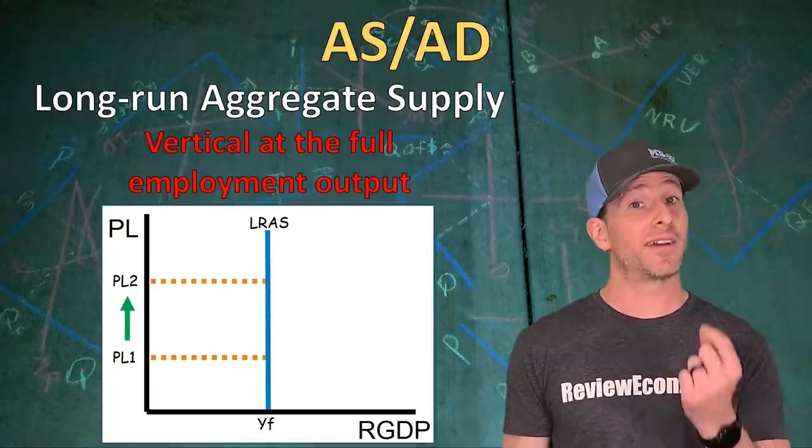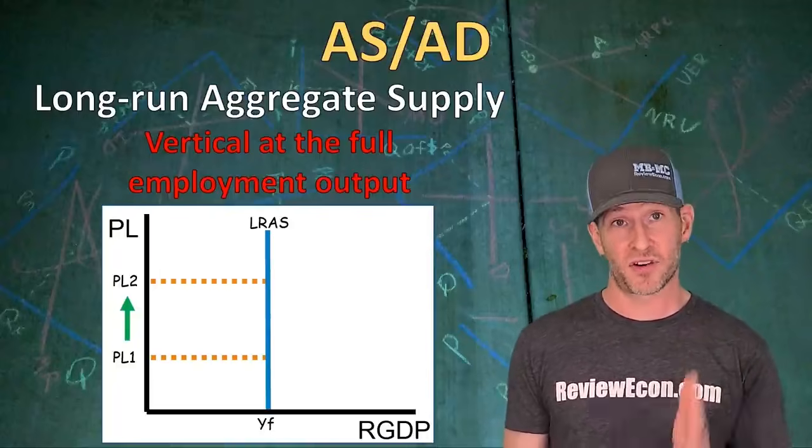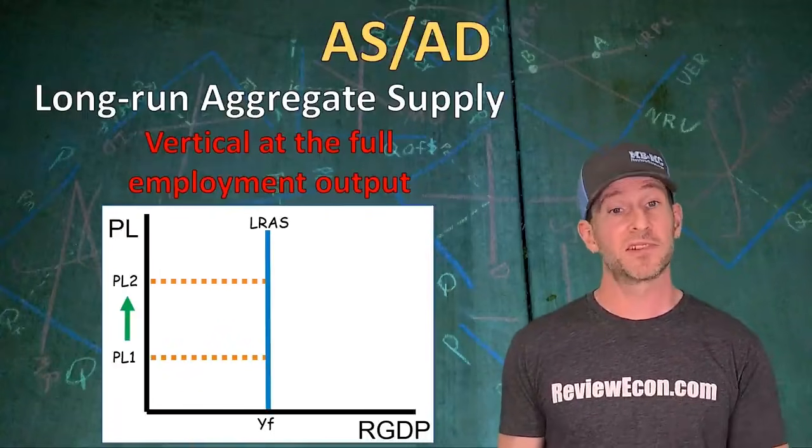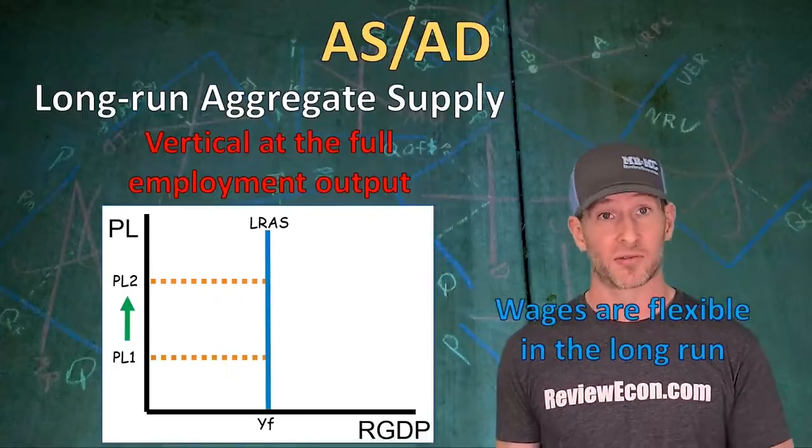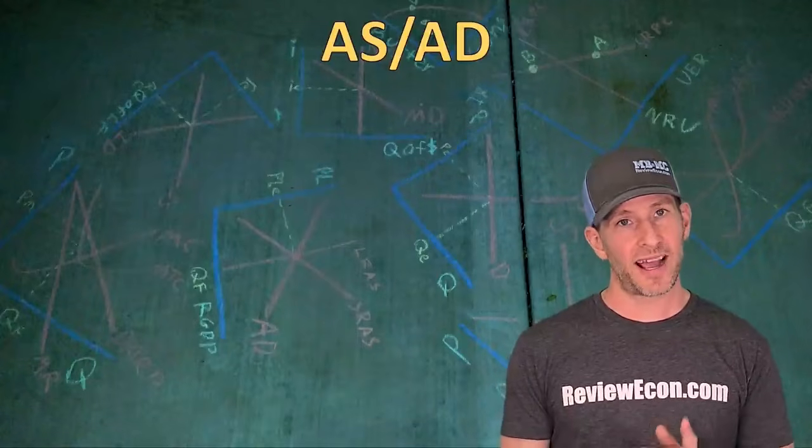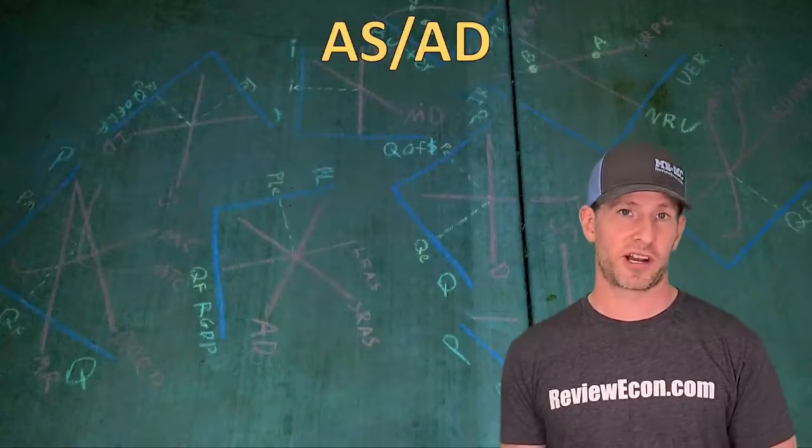And the reason why we have a long-run aggregate supply curve that is vertical at the full employment output is because wages are flexible in the long run. That long-run aggregate supply curve lines up with potential long-run production for an economy.